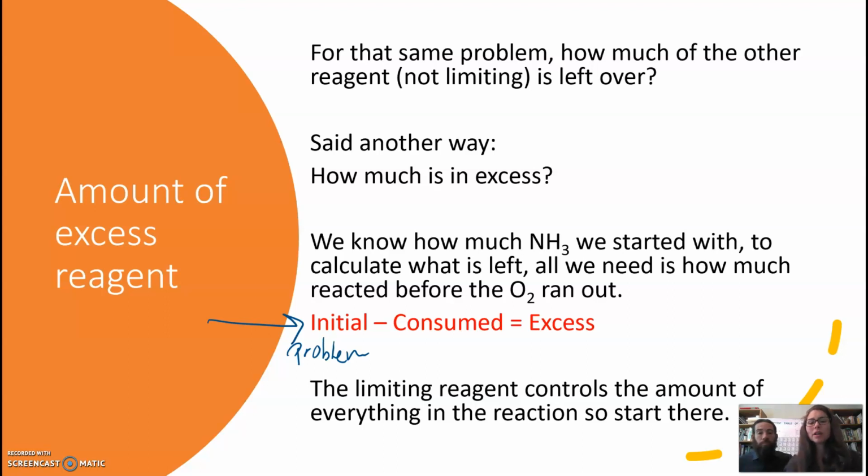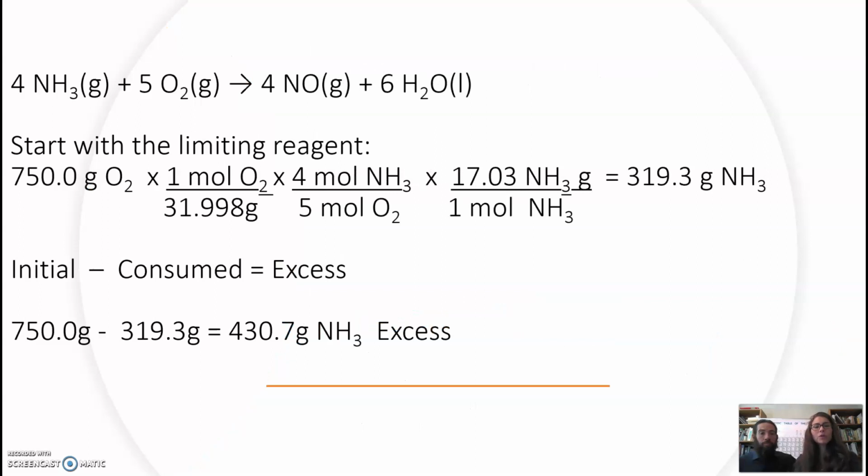So how much was consumed? In order to calculate how much you have left over, you need to know how much was consumed when the limiting reactant ran out. So we're going to start with our limiting reactant because that controls the amount of everything. Once the limiting reactant runs out, we know how much product we can make, theoretical yield, and we know how much of the other reactant was needed to be consumed. So how do we calculate that? We start with a limiting reactant. That controls all of the calculations.